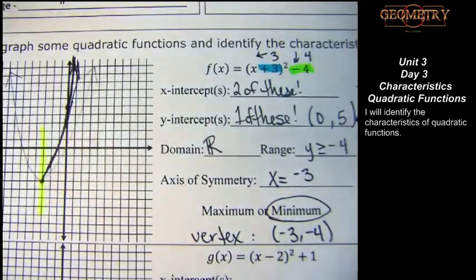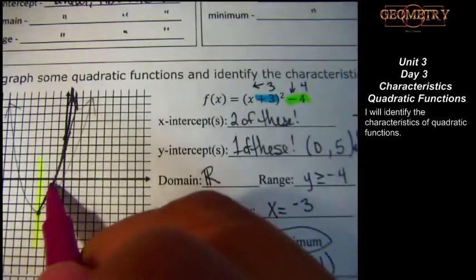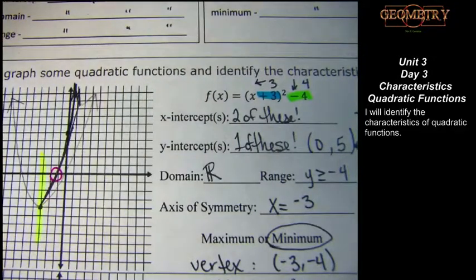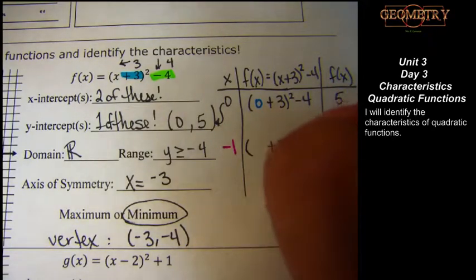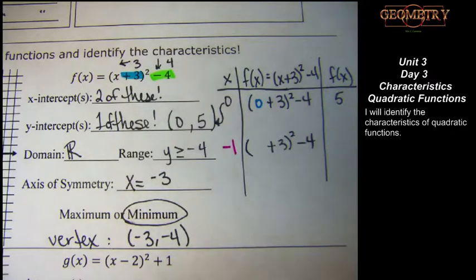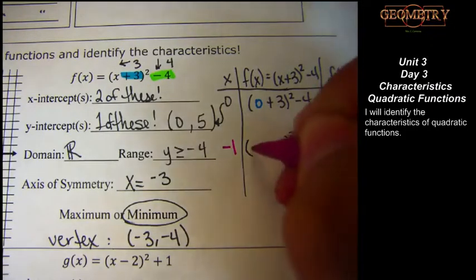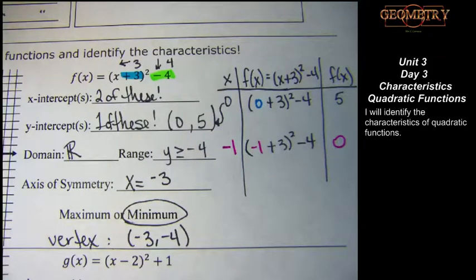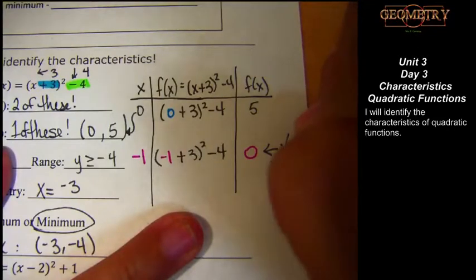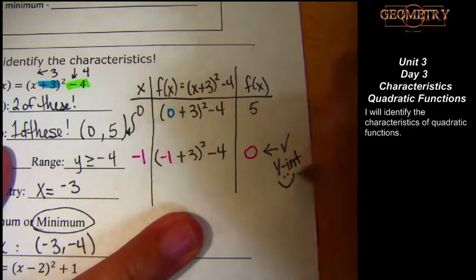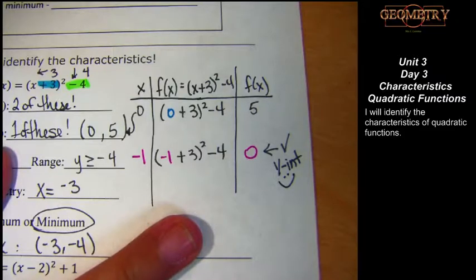Based off of my new adjusted graph, where does it look like the x-intercept could be? It looks like it's right here at x is -1. So what we're going to do is again come to our table of values. We're going to put in a -1 for x, and we're going to see if what we get out is a 0. Because if it is a 0 right here, then this is indeed an x-intercept. We have our x and our y-intercepts.